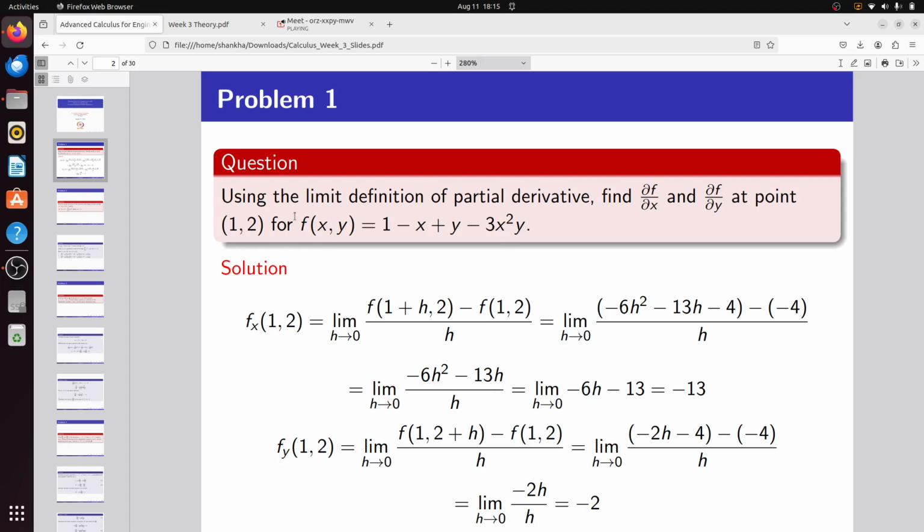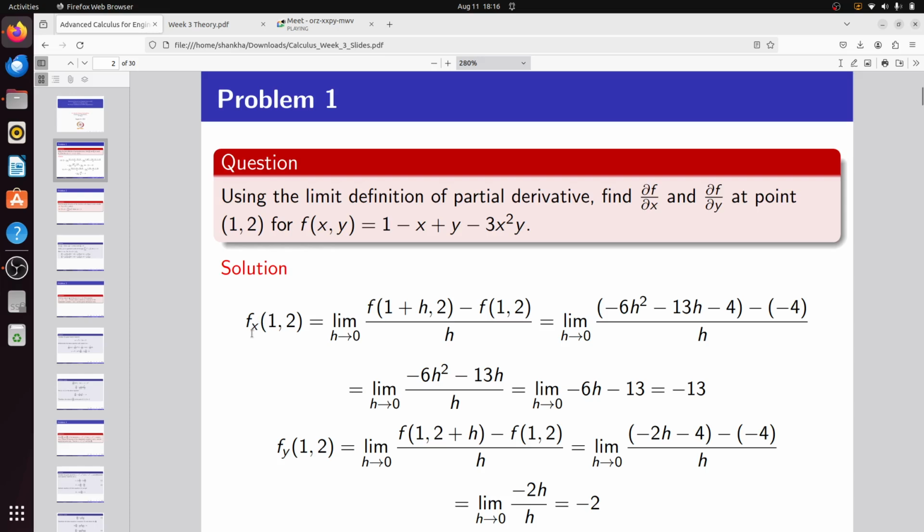What is the limit definition? Here we will use the definition of partial derivatives. First we will determine del f del x, then we will determine del f del y. So what is del f del x? For del f del x at the point (1, 2), we are first taking the derivative with respect to x, right?